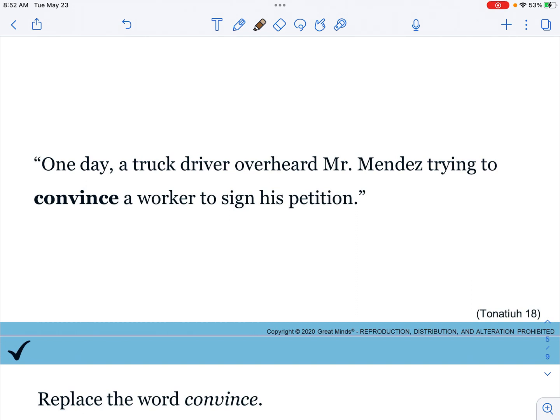One day, a truck driver overheard Mr. Mendez trying to convince a worker to sign his petition. You know, said the truck driver, you could file a lawsuit.